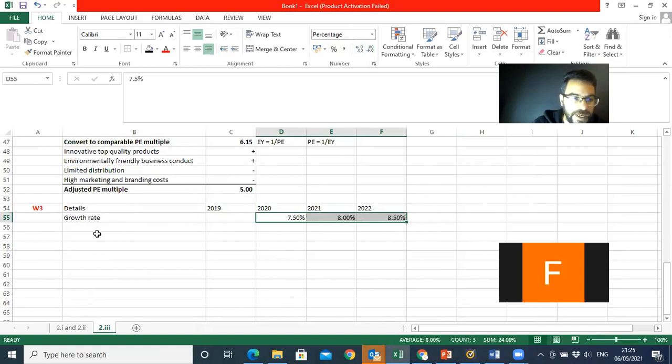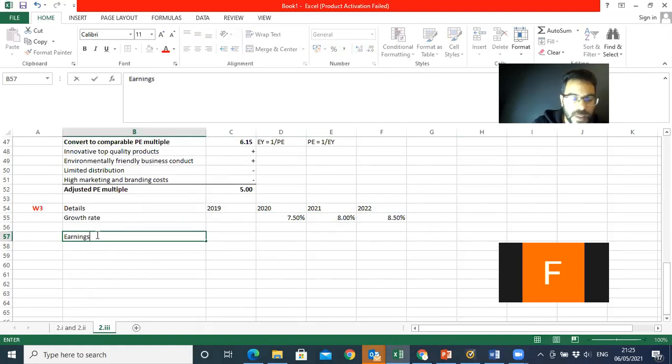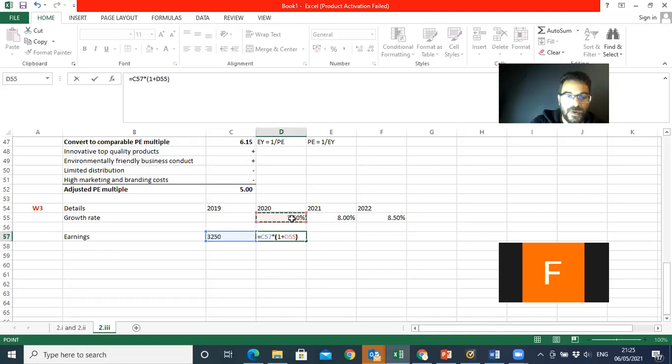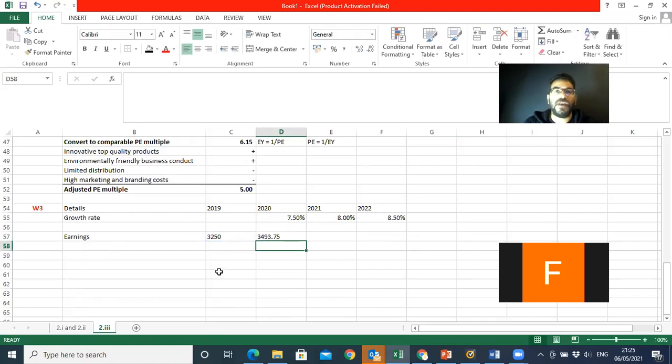Then we're going to have the earnings. The earnings was given as 3250 for 2019. Now we're going to have to grow it by the growth rate, which is 2019 multiplied by 1 plus the growth rate. Remember in the dividend growth model, when we dealt with WACC, we wanted D1. If we were given D0, the most recent dividends, how did we get D1? D1 equals D0 multiplied by 1 plus the growth rate. So same thing over here.